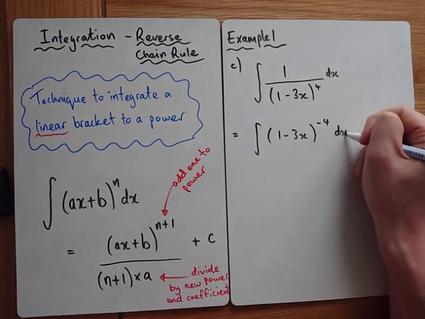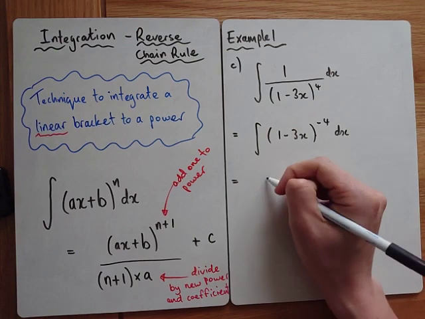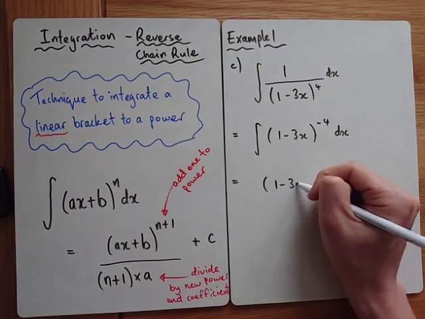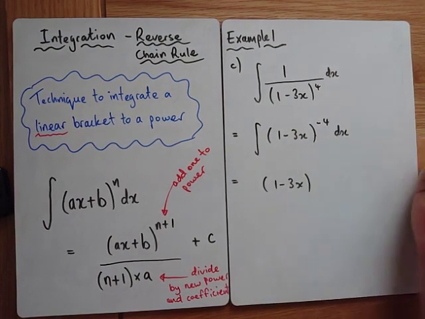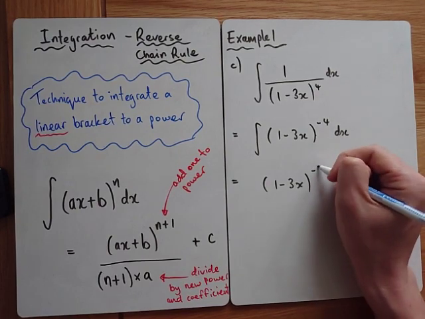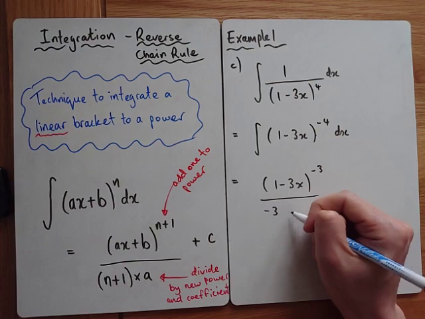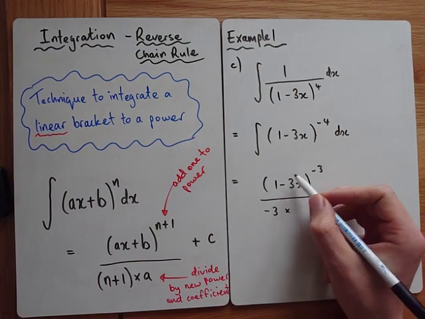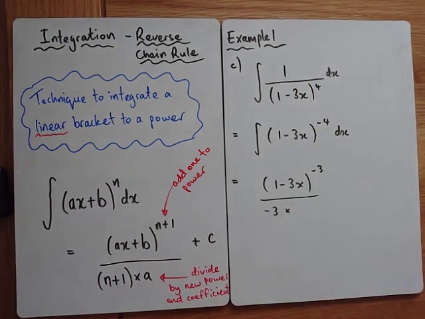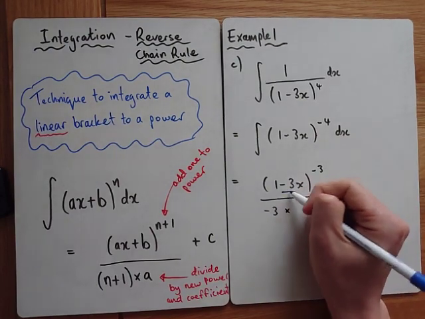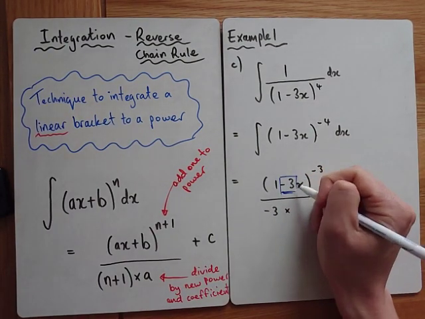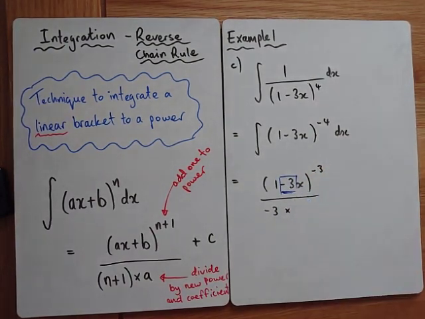It's the power minus 4. Add 1 to the power, just be careful, add 1, so you get minus 3. Divide by the new power, which would be minus 3. And the coefficient, which is, don't forget, the thing in front of x. A lot of people forget the negative for some reason. The coefficient of x is minus 3, isn't it? So we're dividing by minus 3 as well.